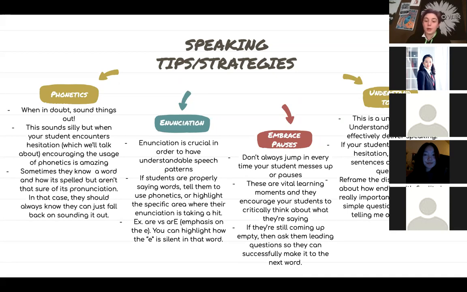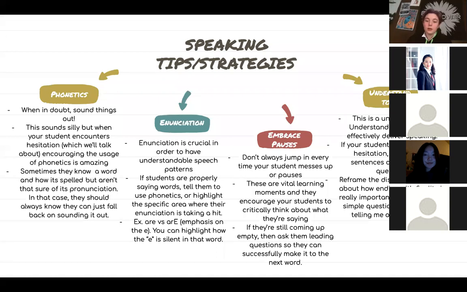Embrace pauses. Don't always jump in every time your student messes up or pauses. Make sure to let them fully get out their sentence before you give your criticism. These are vital learning moments and they encourage your students to critically think about what they're saying. If they take a pause to think about something, step back and let them get to what they're saying. If they're still coming up empty, then ask them leading questions so they can successfully make it to the next word.